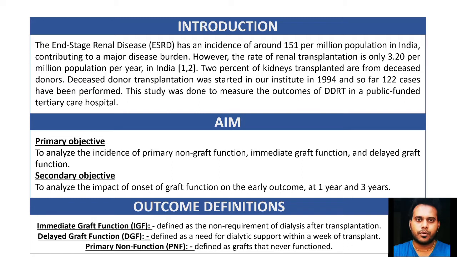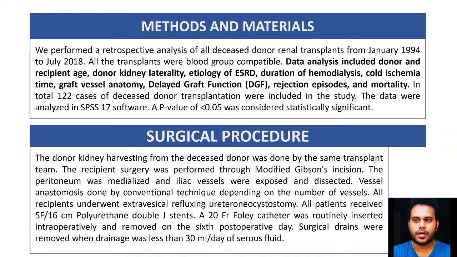We started our DDRT program in 1994 and have performed about 122 cases so far. The aim of this study is to analyze the incidence of primary non-function, delayed function, and immediate function, and also to analyze the impact of onset of graft function on the early outcome and at the end of 1 year and 3 years. It's a retrospective analysis and the data was pooled and statistically analyzed.